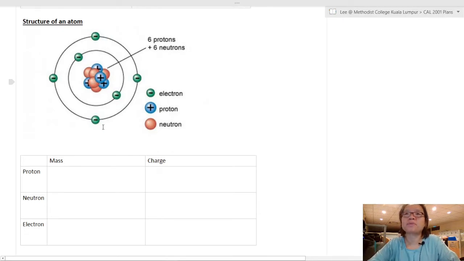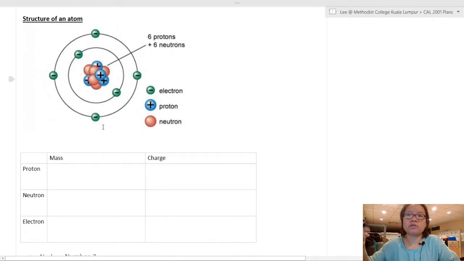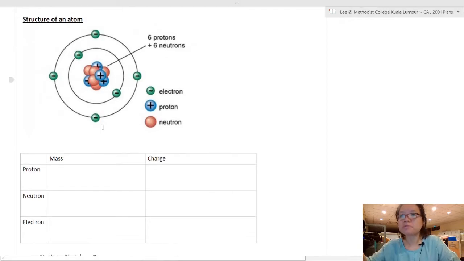So anyway, this is the structure of an atom. It consists of protons and neutrons clustered at the center, with electrons around. If I want to write the atomic symbol for this, this one, 6 protons, is nitrogen. I think so, but since I'm not doing chemistry, I don't have to think about it or talk about it.